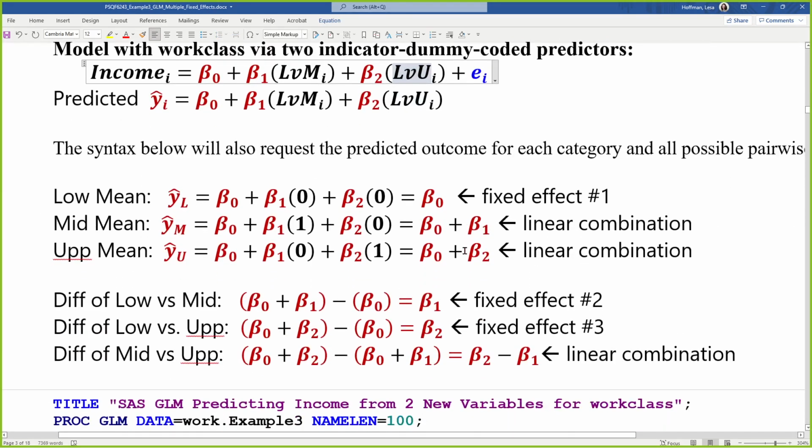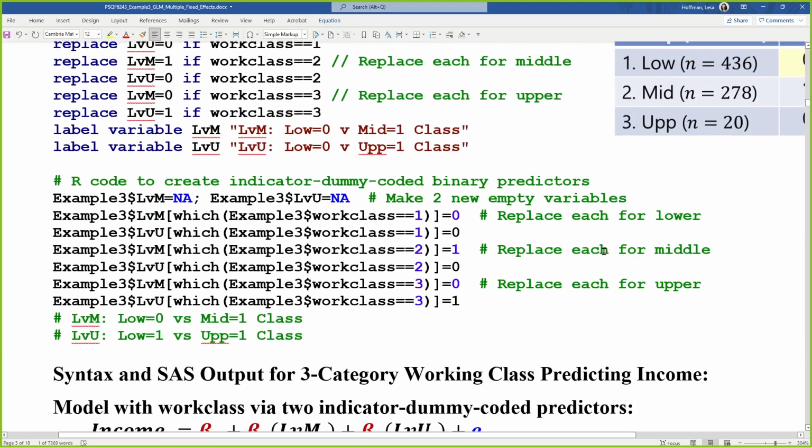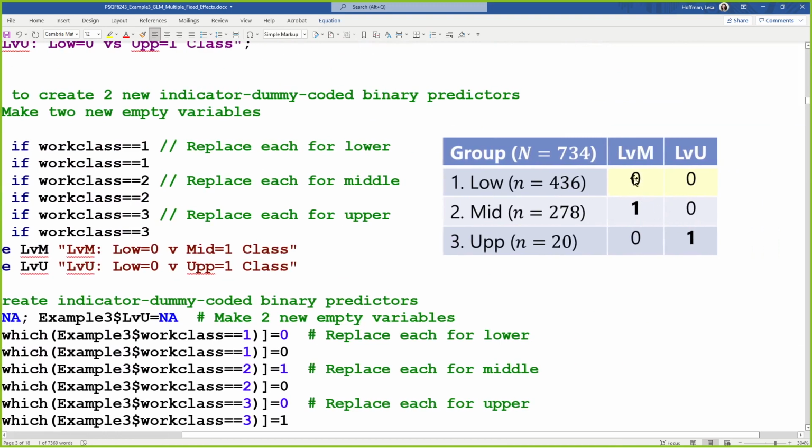So these equations are stolen directly from the PowerPoint slides, reminding you how the model tells us what the predicted outcome should be for each group based on our codings of zeros and ones across my 2 new predictor variables, and how well the model tells us what the group differences should be. So the model directly tells us all differences related to the reference group. Differences between the non-reference groups are the ones that are always going to be linear combinations. So because we set this up so that low is the reference, everything that is going to be in the model output is relative to low. Anything else that's mid versus upper is something we're going to have to ask for separately.